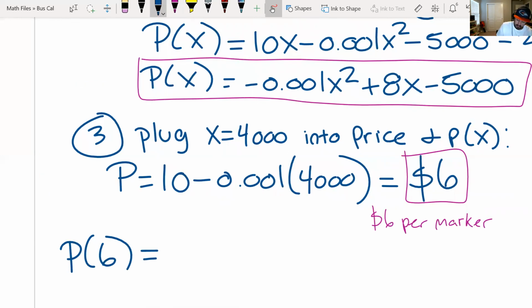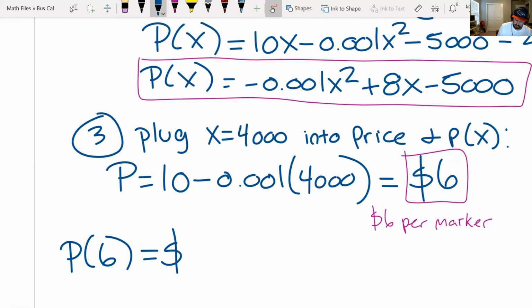And sum it up. Negative 0.001 times 6 squared plus 8 times 6 minus 5,000. And I broke it. Negative 0.001 times, not 6, it was 4,000. Dummy. 4,000 squared plus 8 times 4,000 minus 5,000. That's better.